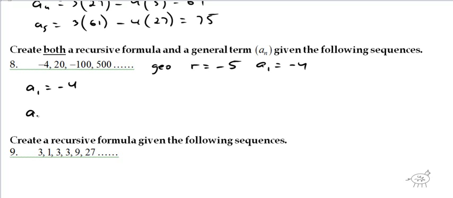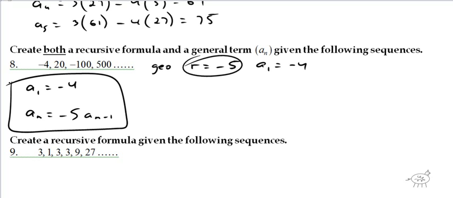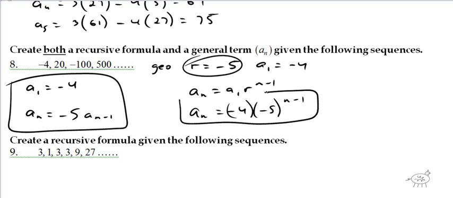And then you're saying, well, a sub n is multiplying the previous term by negative 5. So negative 5 times a sub n minus 1. Here we go. That's it. That's recursive. That's really, really easy. Okay, and then the general term is almost the same thing. You have to use that nice little friendly formula: a sub n equals a sub 1 times r to the n minus 1, and then just plug it in. So a sub n equals negative 4 times r, which is negative 5, to the n minus 1. That's it. We're done with the problem. Okay, pretty easy.